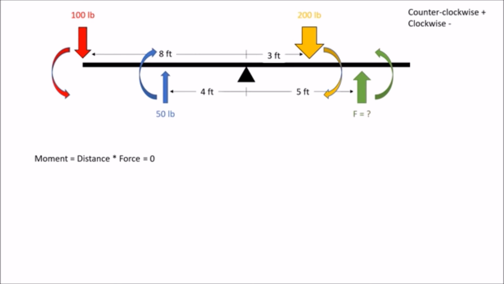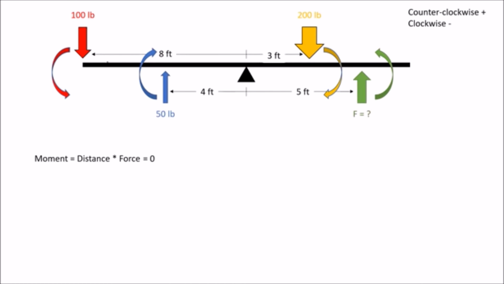So for our sign convention, we're going to say that a counterclockwise moment, such as this 100 pounds, or as this F here that we'll be looking for, those are going to be positive moments because they're acting in the counterclockwise direction. Now our 50-pound force and our 200-pound force are going to both be in the clockwise direction, therefore we're going to label those as negative.